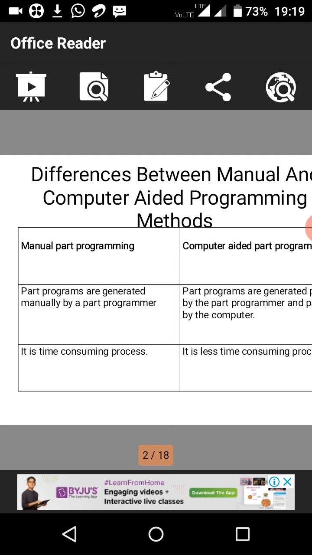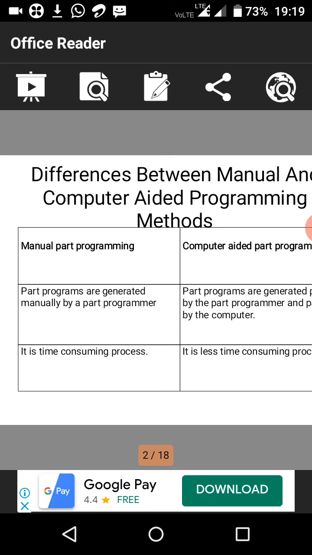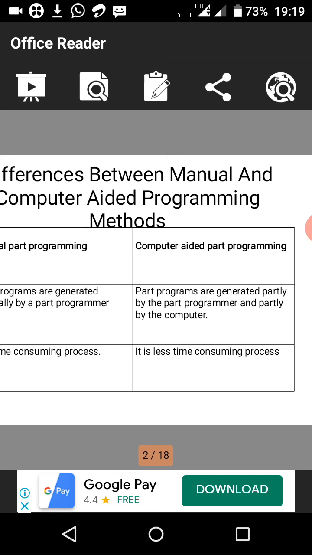Okay, first one is part programs are generated manually by a part programmer. So in manual part programming, we generate the programs by ourselves, that is manually, whereas in computer aided part programming, programs are generated partly by the part programmer and partly by the computer. So some are created by the man, and some sentences are created by the computer, that is computer aided part programming.